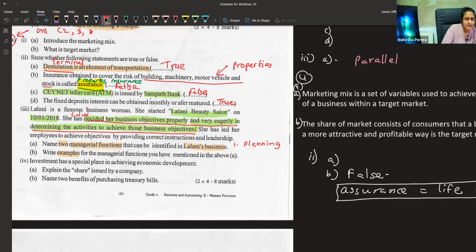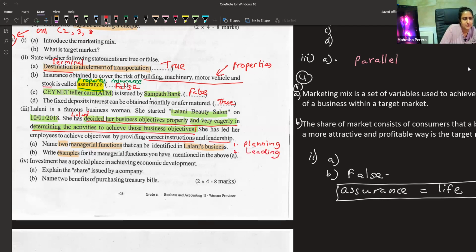So how do we identify leading, by looking at these words? Now you have to remember the book's definition. Otherwise, you cannot catch this. The definition says directing employees by giving necessary information and instructions. Employees may be human resources. Directing human resources by providing information and instructions. So we see the words correct instructions and leadership. It's leading. So the second management function is leading.